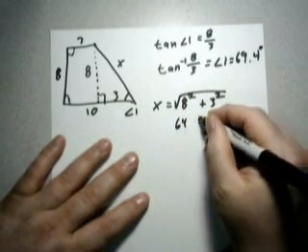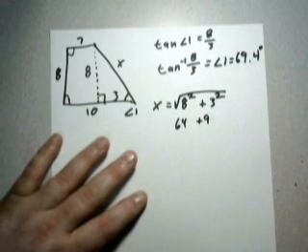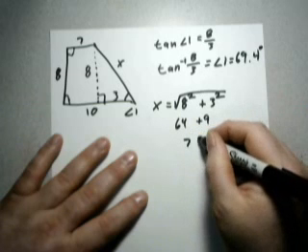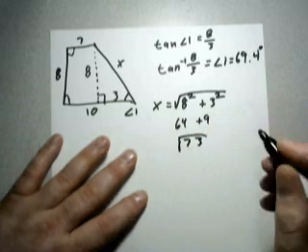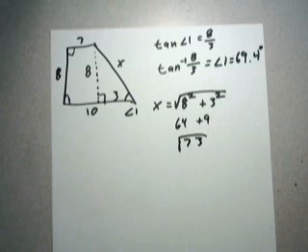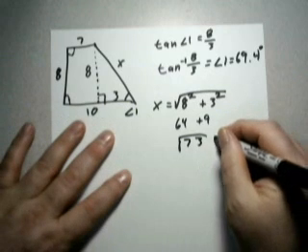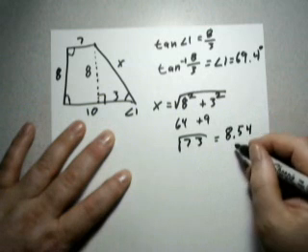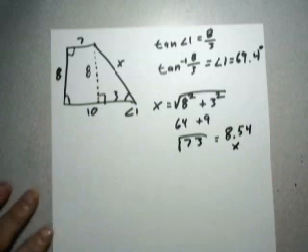So 64 plus 9 would give me 73. What is the square root of 73? My calculator says the square root of 73 is 8.54. So that is the side x.